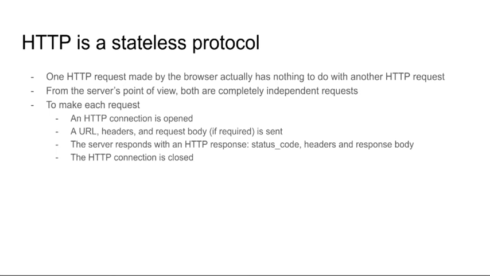Whenever a request is made, the browser opens up an HTTP connection. It sends a URL, the headers, and the request body. The server then responds with an HTTP response. That means it contains a status code, some response headers, and a response body. And then the browser closes the HTTP connection. So this is one request-response cycle.